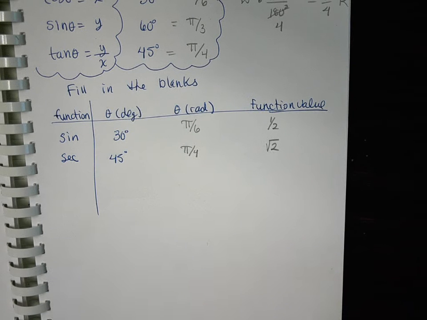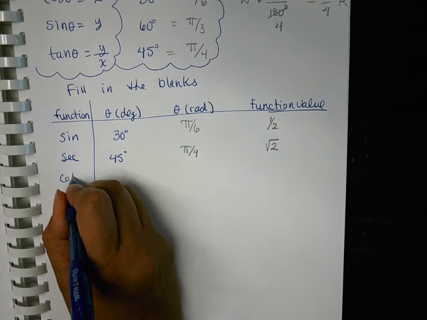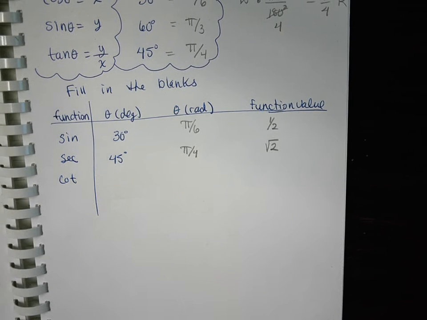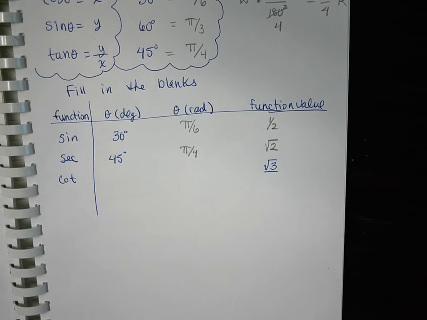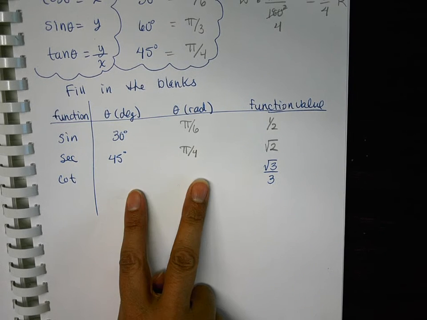Okay, next one, cotangent. And I'm going to give you the answer down here. The function value is root 3 over 3. And you have to figure out what degree that would be.